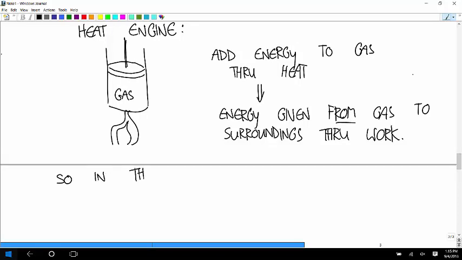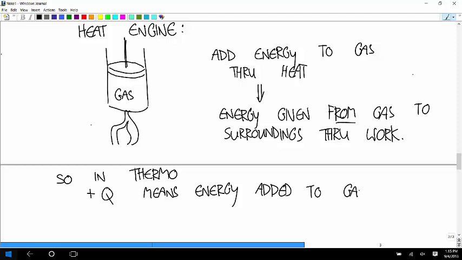So in thermodynamics, if you're talking about a heat engine, you're expecting energy to be added to the gas, your system, through heat, and you're expecting energy to be lost from the gas through work. And so in thermodynamics, positive heat means energy is added to the gas. And positive work means energy is moved from the gas.